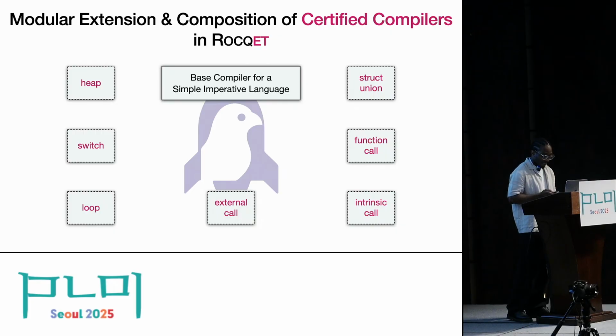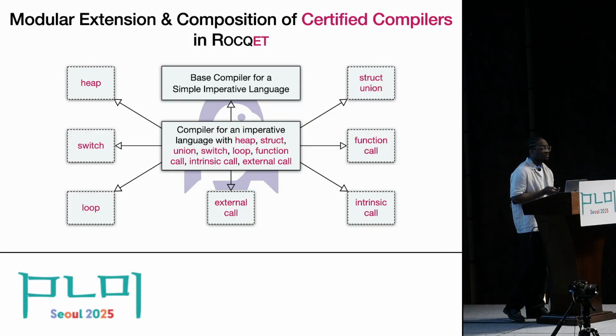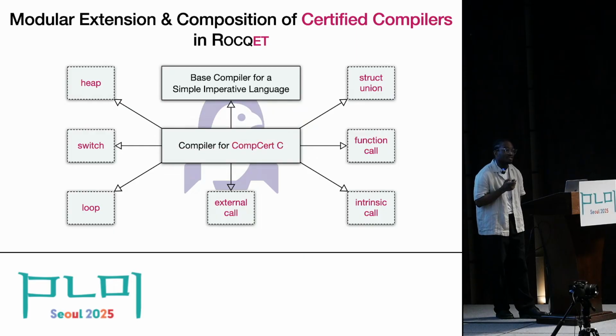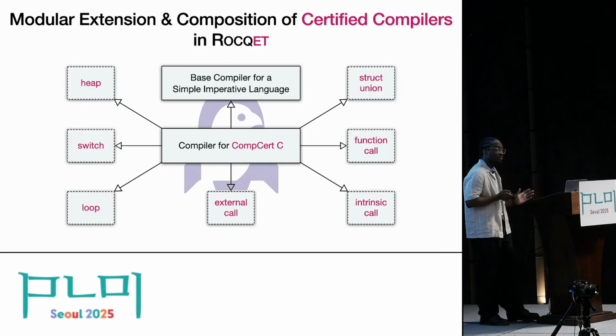And then we can compose these features together to get a compiler for an imperative language with all these features together. And it so happens that this compiler is CompCert. And this is intentional because we refactored CompCert to make sure each of these features is modular.